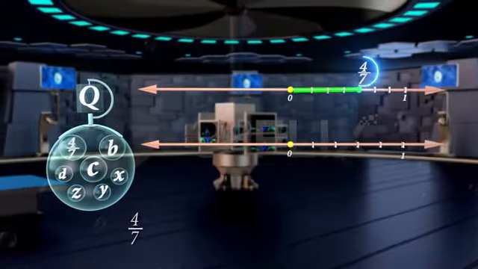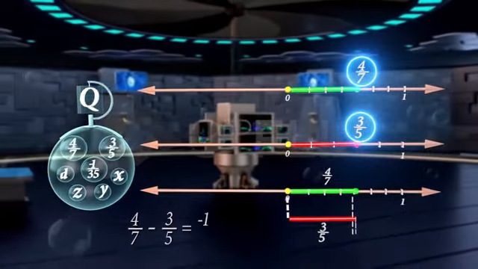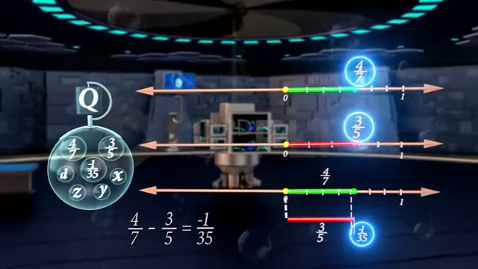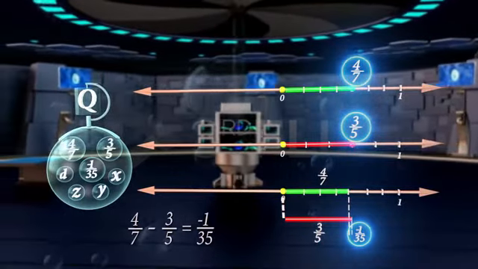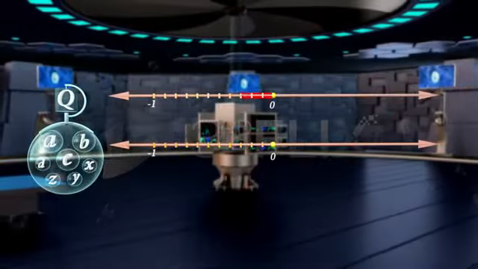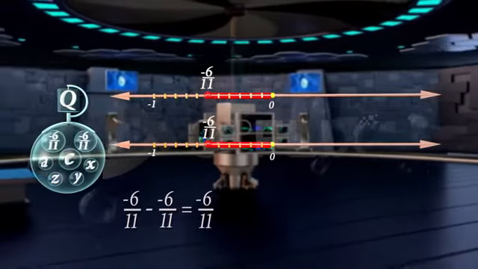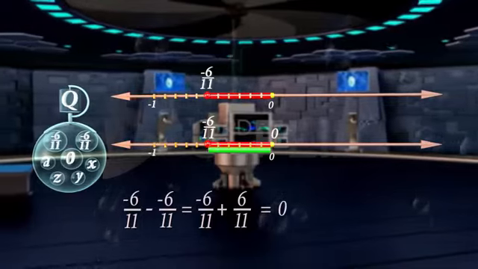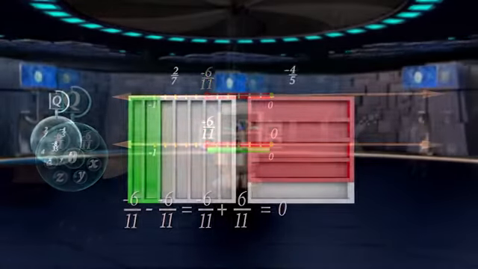4 by 7 minus 3 by 5 equals minus 1 by 35, and observe that minus 1 by 35 is also a rational number. Minus 6 by 11 minus minus 6 by 11 equals 0, and observe that 0 is also a rational number.